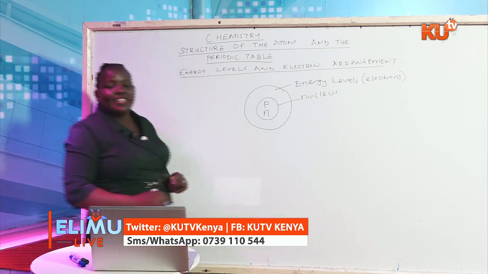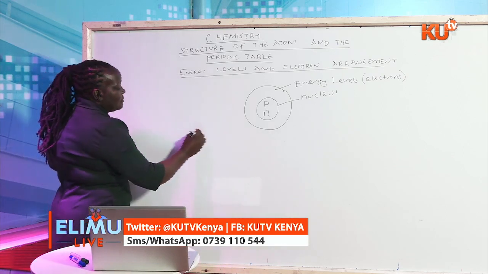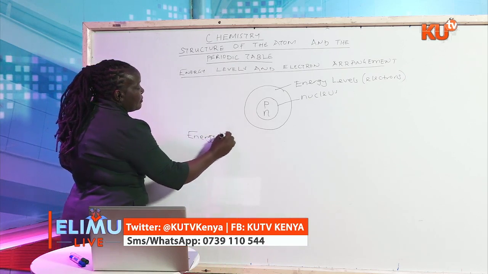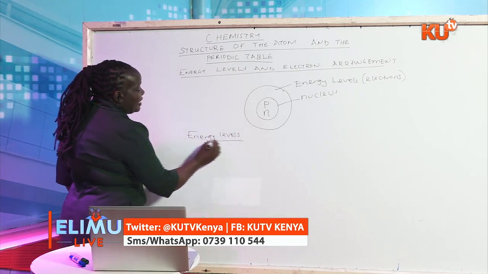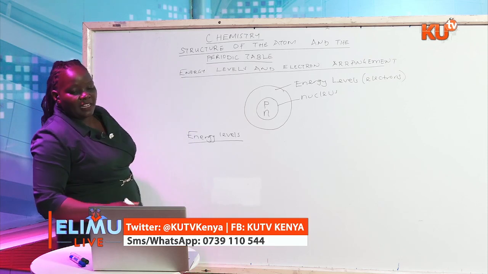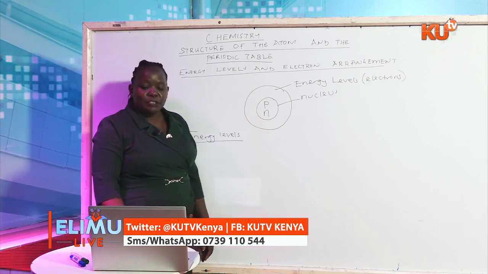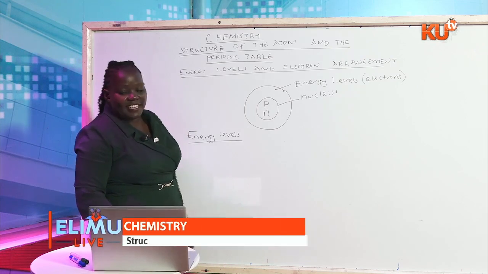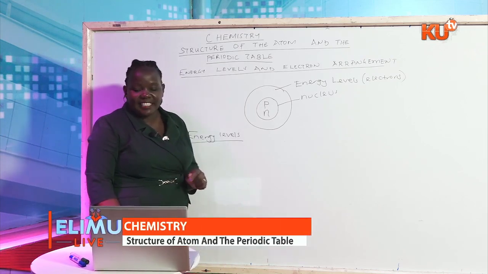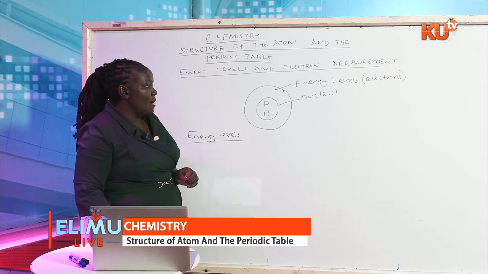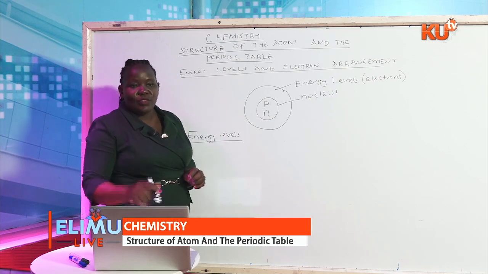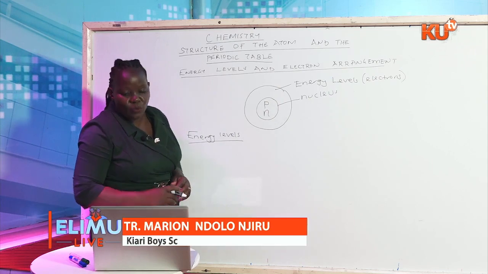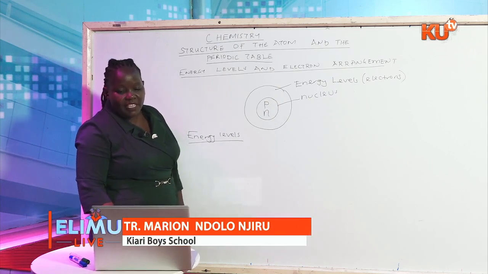I want us to start with the energy levels. When you talk about the energy level, I've just mentioned that they are the regions surrounding the nucleus that are occupied by electrons. So the region that is around the nucleus, which is being occupied by electrons, is what we refer to as the energy levels.